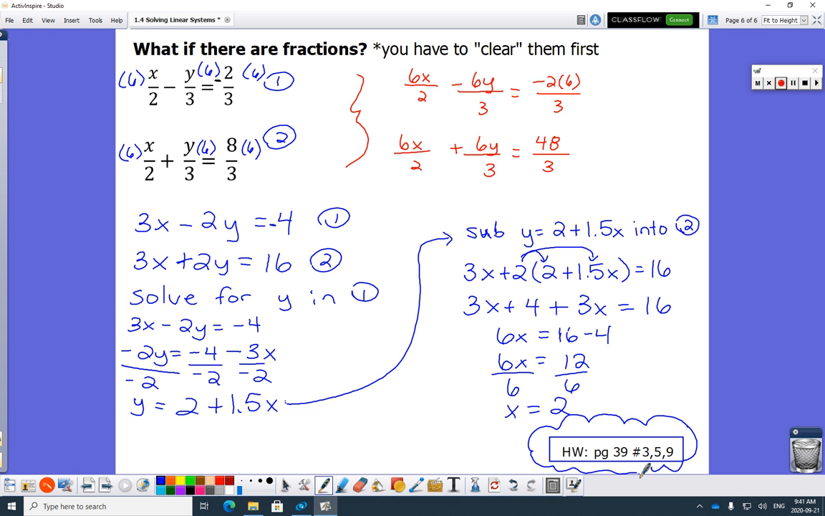We're not done. This test is pretty straightforward: graphing, substitution, elimination, and word problems. Okay?